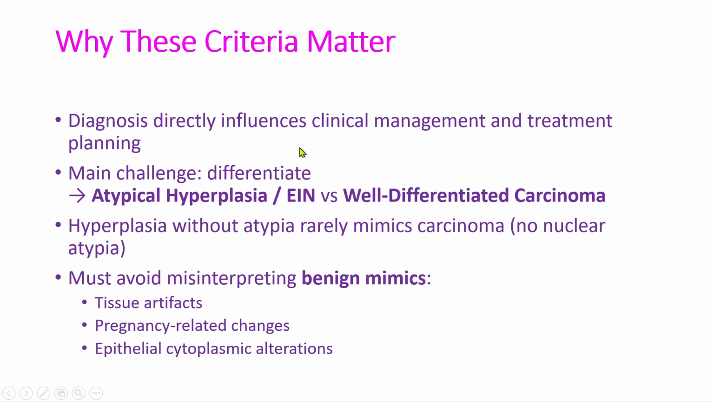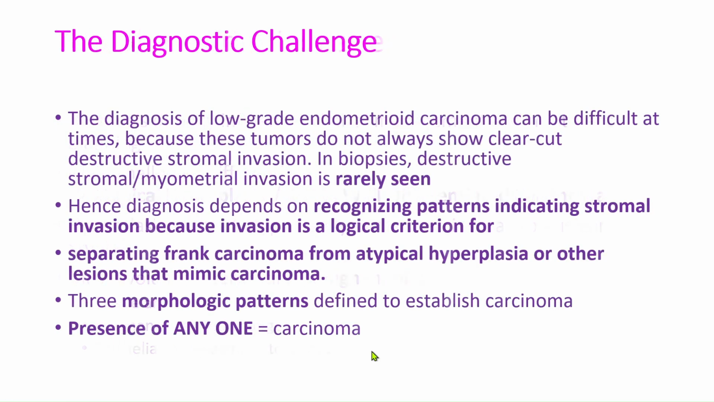So, why does this criteria matter? Diagnosis directly influences clinical management and treatment planning. There are many challenges in differentiating atypical hyperplasia or EIN versus well-differentiated carcinoma. Sometimes hyperplasia without atypia rarely mimics carcinoma because there is no nuclear atypia, but atypical hyperplasia is in the differential diagnosis. So, we must avoid interpreting benign mimics like tissue artifacts, pregnancy-related changes, and epithelial cytoplasmic alteration.